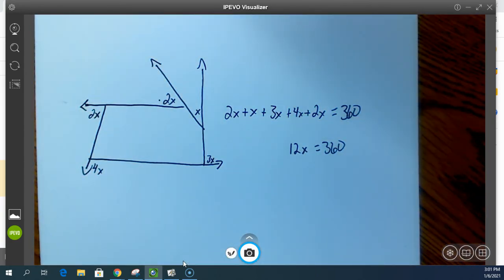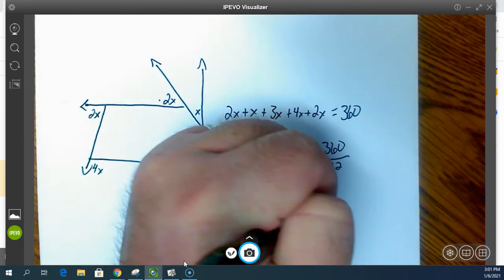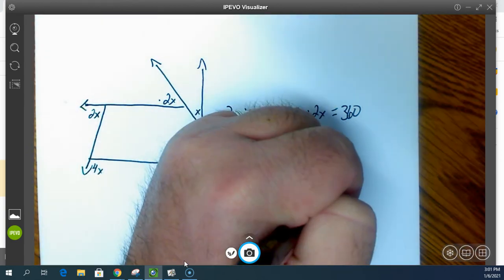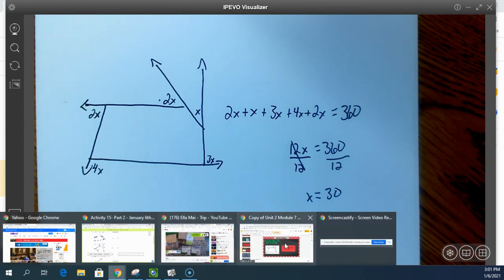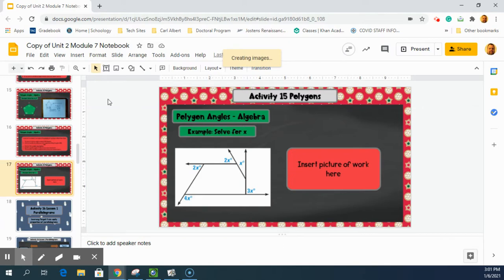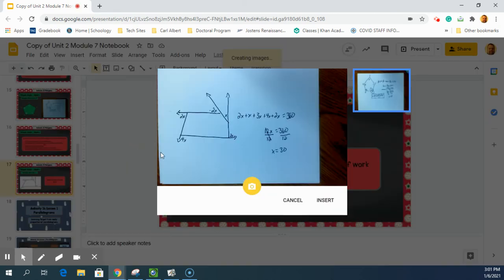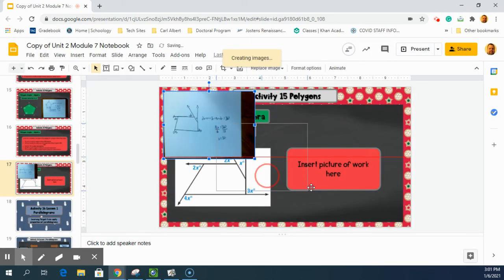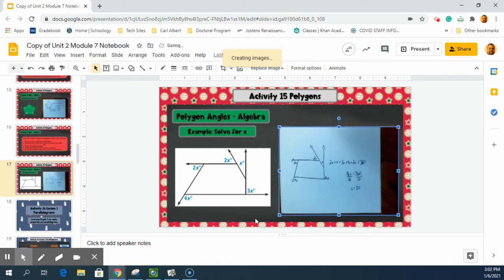So I only have one step. To solve for this, I'm going to divide both sides by 12. X equals 30. And all I needed to do was solve for X. So I'm done. That's the only step I have to do. So again, I'm going to take a picture of this, insert it, to make sure I show the difference between interior and exterior angles.